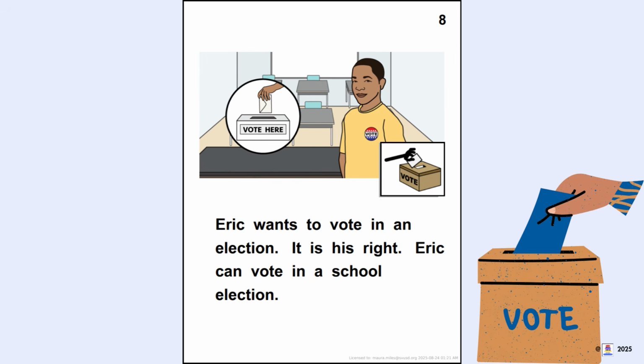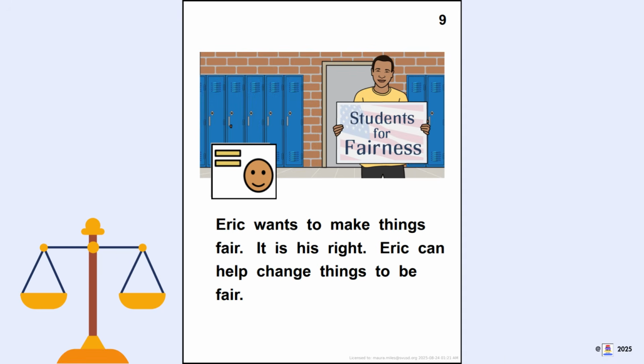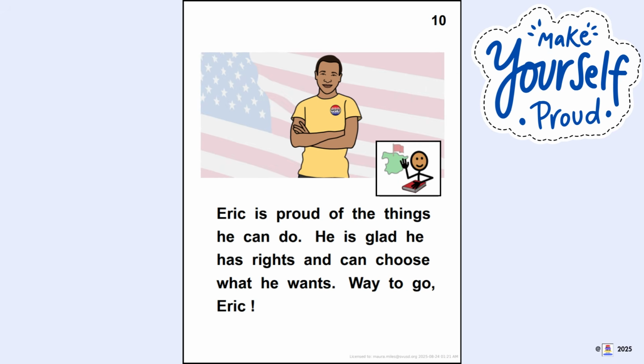Eric wants to vote in an election. It is his right. Eric can vote in a school election. Eric wants to make things fair. It is his right. Eric can help change things to be fair. Eric is proud of the things he can do. He is glad he has rights and can choose what he wants. Way to go, Eric.